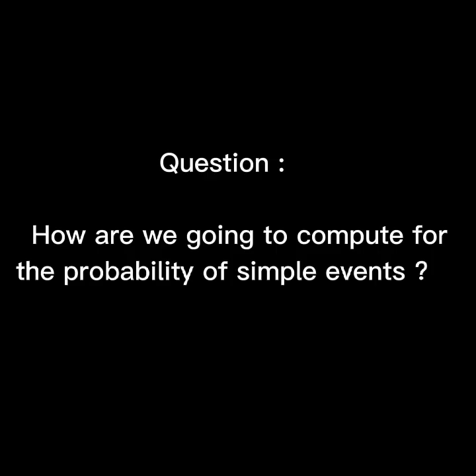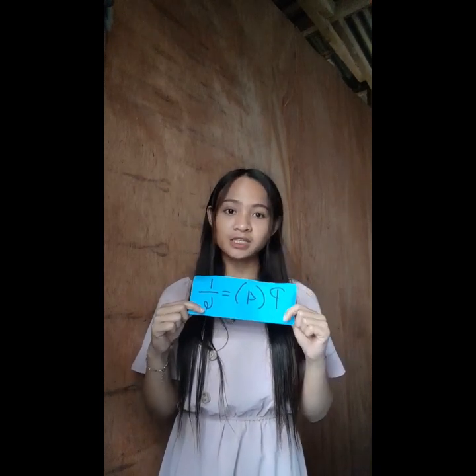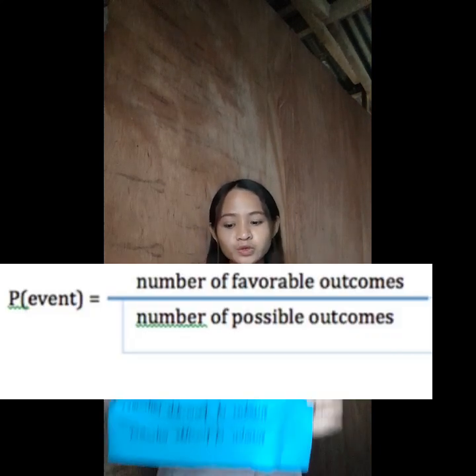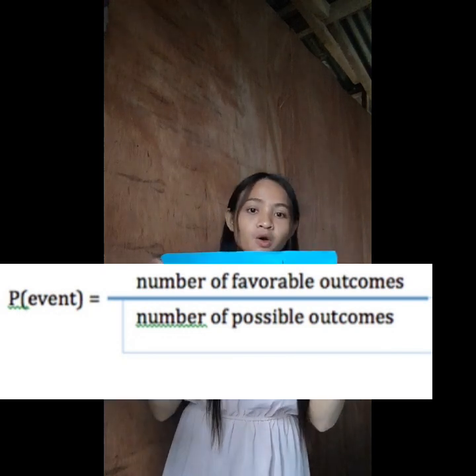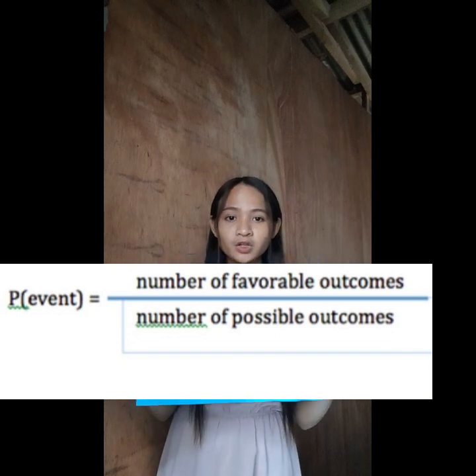How are we going to compute for the probability of simple events? Again, the probability of getting 4 is 1 over 6 or 1/6, where 1 is the favorable outcomes and 6 is the possible outcomes. To compute the probability of simple events, we are going to have a formula which is this: number of favorable outcomes over number of possible outcomes.